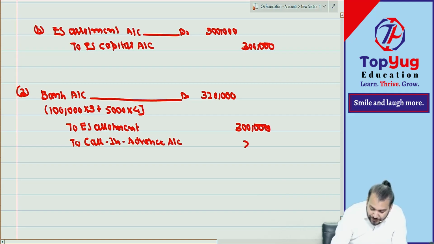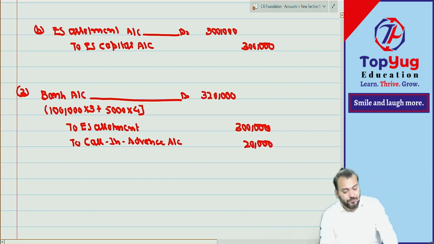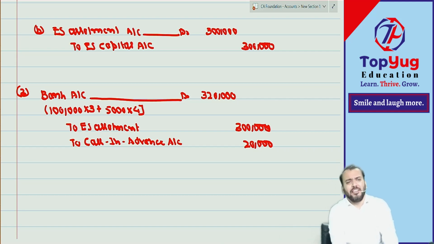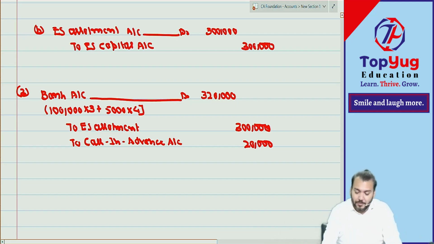Have you understood this point? It will be automatically adjusted when the first call and final call become due. But I have given that it is not yet due, so we will not pass any journal entry for uncalled capital. Till it is due, we can't pass any journal entry for that. Understood? So the journal entries are over.